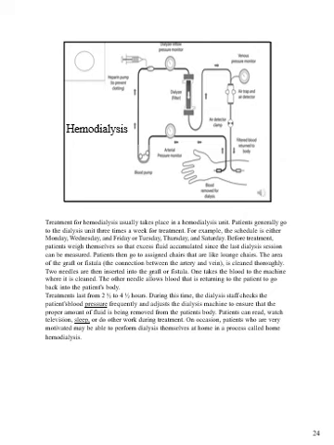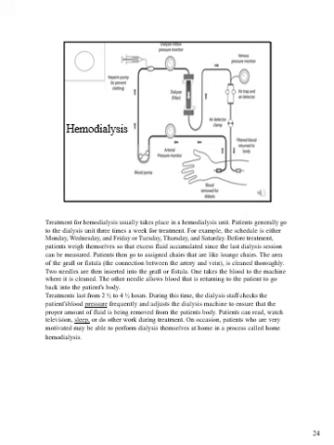Treatment for hemodialysis usually takes place in a hemodialysis unit. Patients generally go to the dialysis unit 3 times a week for treatment. For example, the schedule is either Monday, Wednesday, and Friday, or Tuesday, Thursday, and Saturday. Before treatment, patients weigh themselves so that excess fluid accumulated since the last dialysis session can be measured.